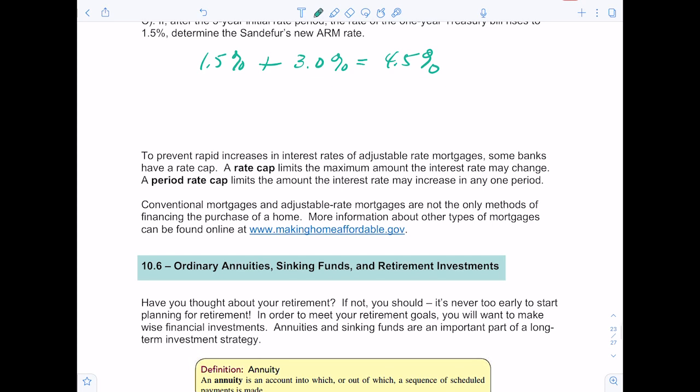Conventional mortgages and adjustable rate mortgages are not the only methods of financing the purchase of a home. So you can read about all those other methods, and I provided a website that you can go to. It's www.makinghomeaffordable.gov, which gives other options to own a home as well.